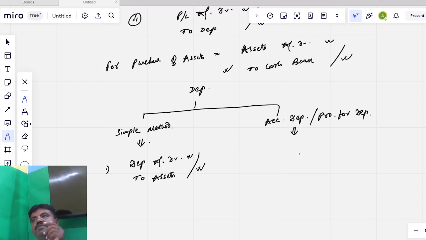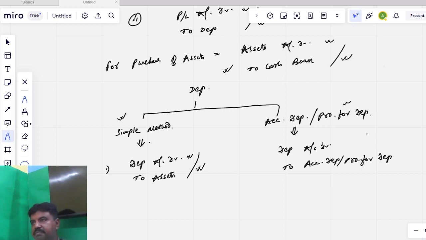Rather, every year's depreciation is accumulated in a separate account called the accumulated depreciation account, or you can say provision for depreciation. So what entry will we pass? If we follow this method, then at the end of the accounting period, we will pass depreciation account debit to accumulated depreciation, or provision for depreciation. So see the differences. A firm can follow the simple method or the accumulated method.